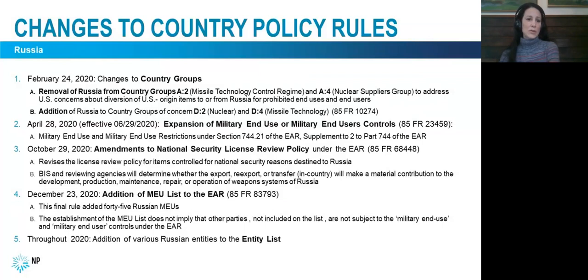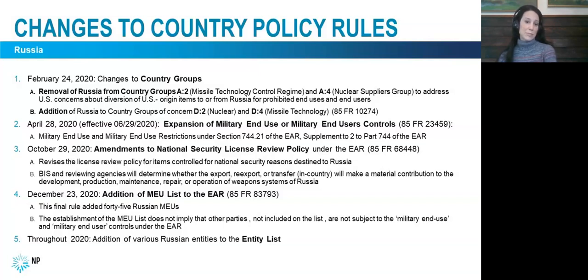All right, Russia. We go through this a little bit quicker because many of the same changes apply here that we have with China. So first of all, Russia was, if you like, degraded. It was no longer in country groups A2 and A4. So country group A is good, right? D is bad. So degraded here because of concerns also of items being diverted for prohibited end users in China. Then Russia was added to country groups D2 and D4. That all has implications for licenses, policies, and license exceptions.